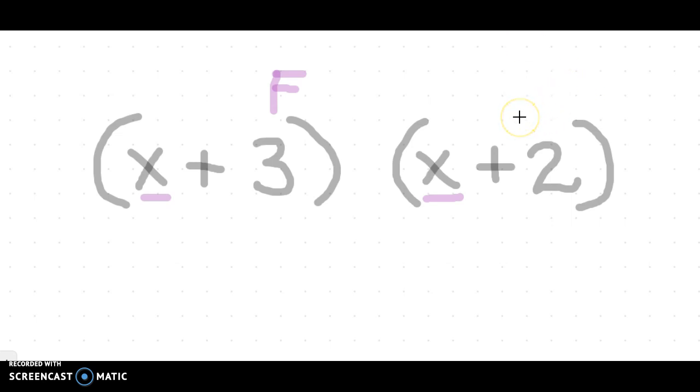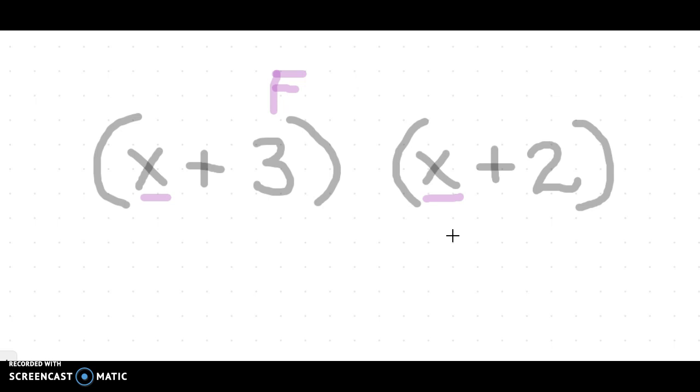Sometimes I am given the factored form. So this is what I see right here. It's still a quadratic equation because I'm still going to have an x squared here. And if I graphed it, I would get the graph for a quadratic function. But here I have the factored form, and I need to get the standard form. So I'm going to use the FOIL method.